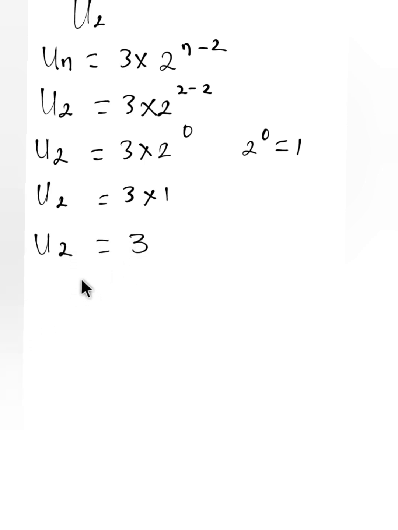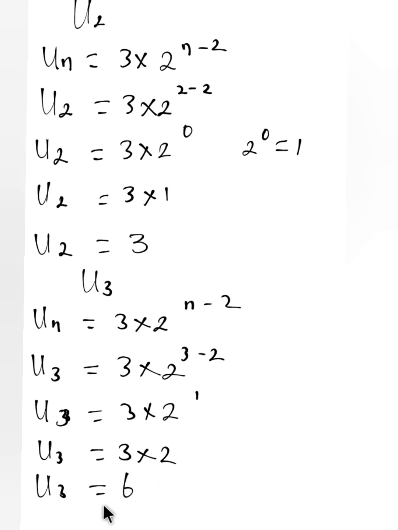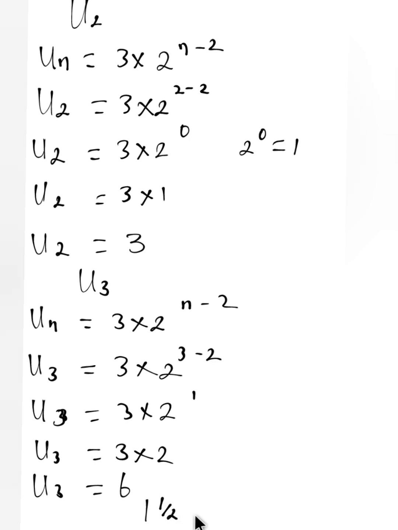So let's move over to U3. Recall that Un is equal to 3 times 2 raised to the power n minus 2. So U3 is equal to 3 times 2, substituting 3 for n, which is 3 minus 2. U3 is equal to 3 times 2 raised to the power 1. U3 is equal to 3 times 2, and U3 is equal to 6. 3 times 2 is 6. So the first 3 terms are 1 and 1 over 2, which is the first term, 3, the second term, and 6, which is the third term.